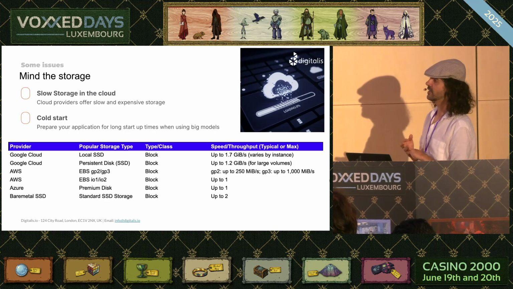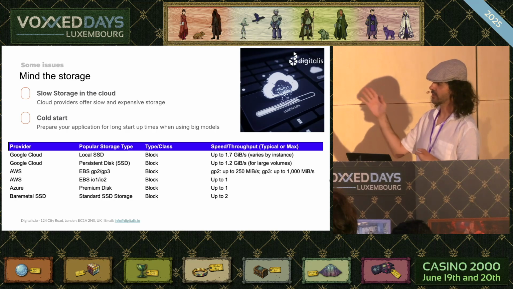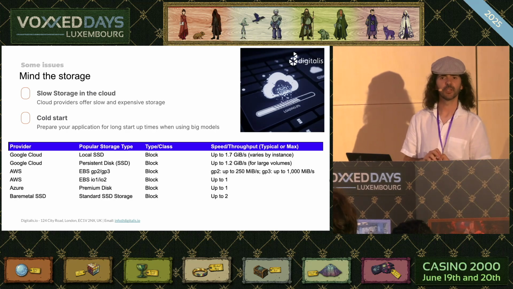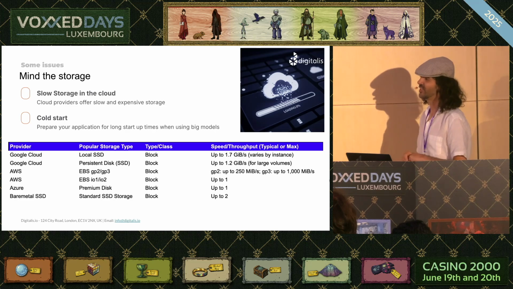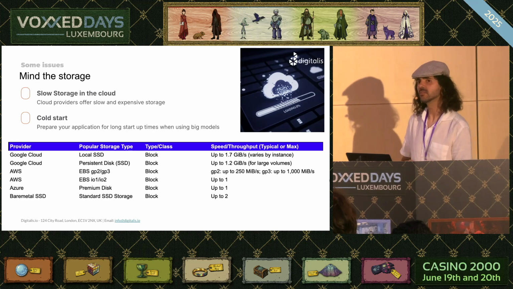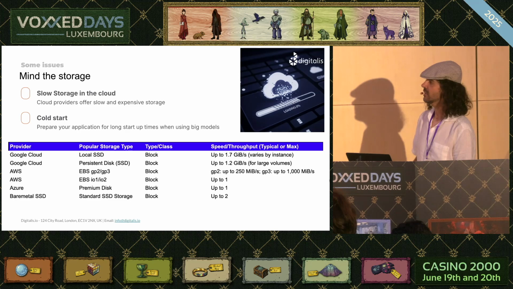What I'm finding is that cloud providers like Google, Amazon, Azure, all of those, usually provide quite slow storage. So you're going to struggle with large models in the cloud. That's why we tend to prefer bare metal for this. The SSD is a lot faster than anything you can get on cloud.